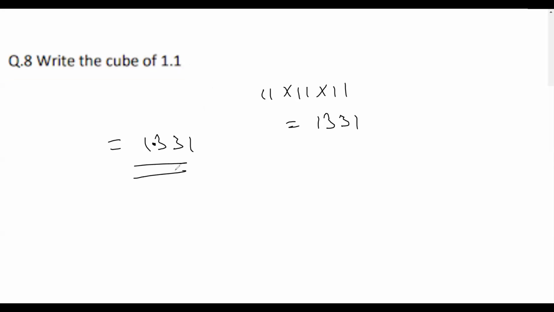The 8th question is to find the cube of 1.1. First you need to find out the cube of 11, that is 11 into 11 into 11. If you know the cube, that's very good, you can straight away write 1331 here. But as you can see, it is 1.1. So for finding the cube, the decimal places become thrice. One decimal place will give you 3 decimal places, and so on. So this would be the answer in this case.